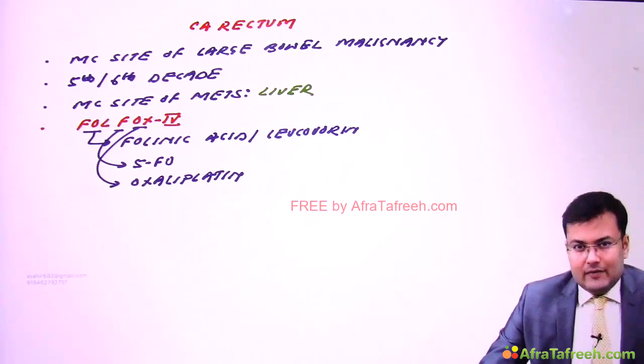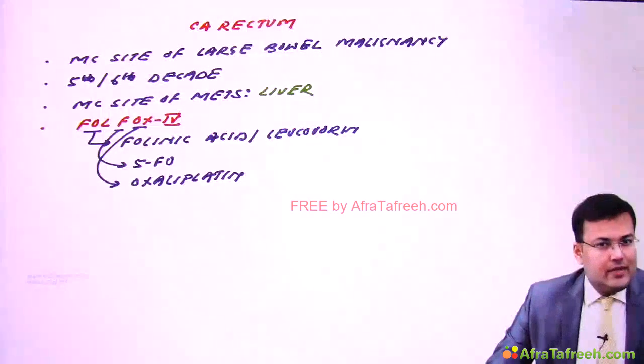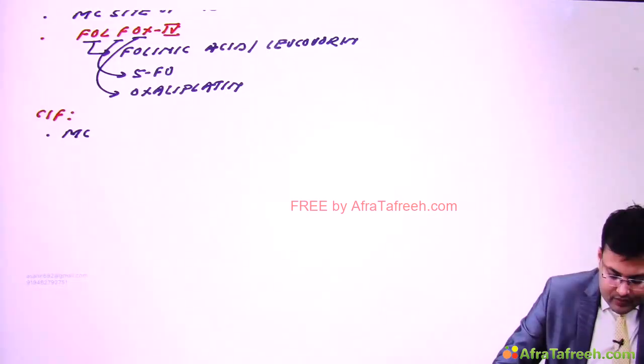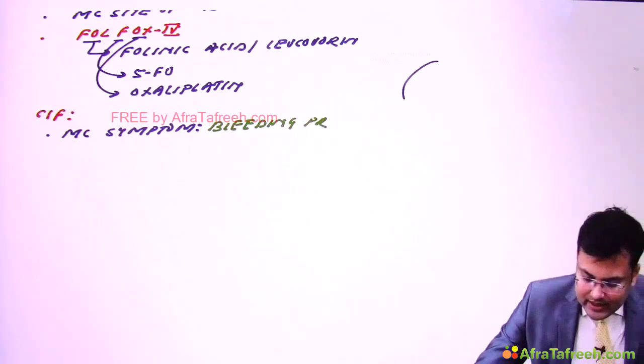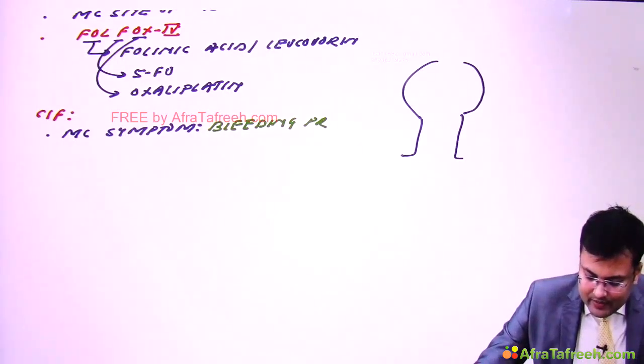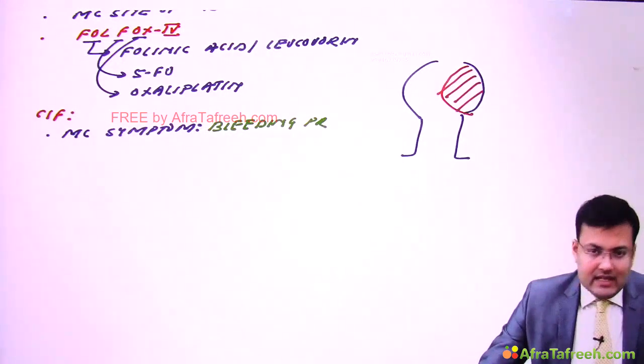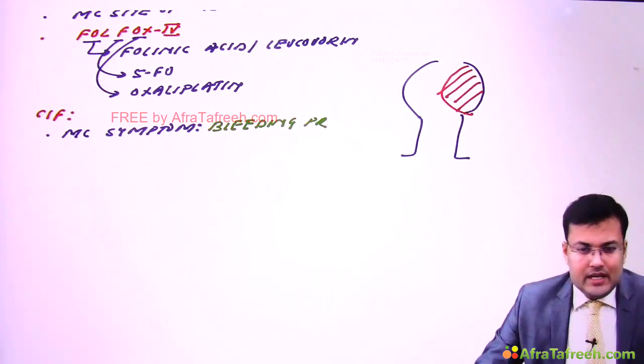Now see what the clinical features are. The most common symptom in carcinoma rectum is bleeding PR. What is the most common symptom? It's bleeding PR. Very easy to understand. Now see what the other symptoms are. Imagine this is the rectum and this is the anal canal, and you can see this is the malignancy. Whenever there is malignancy in the rectum, the most common symptom is bleeding PR.